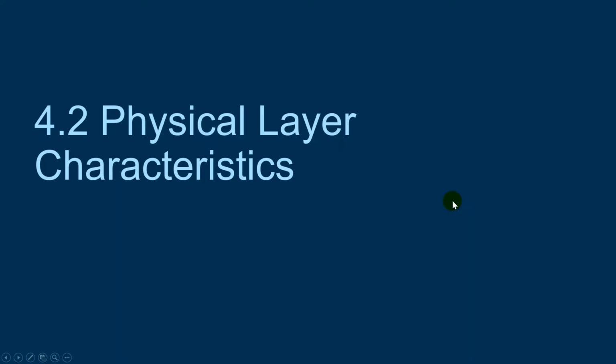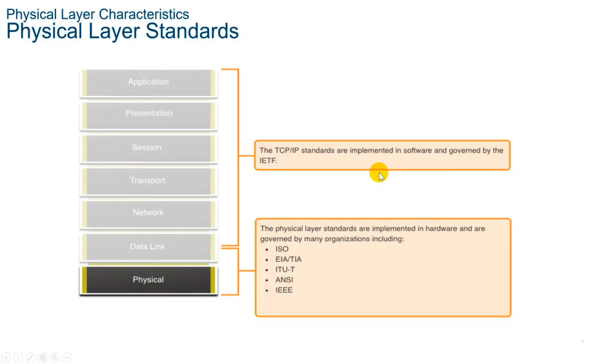Now let's talk about the physical layer characteristics. Physical layer standards. In the previous topic, you gained a high-level overview of the physical layer and its place in a network. This topic dives a bit deeper into the specifics of the physical layer. This includes the components and the media used to build the network, as well as the standards that are required so that everything works together.